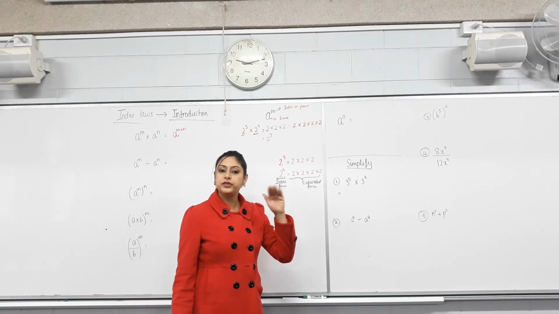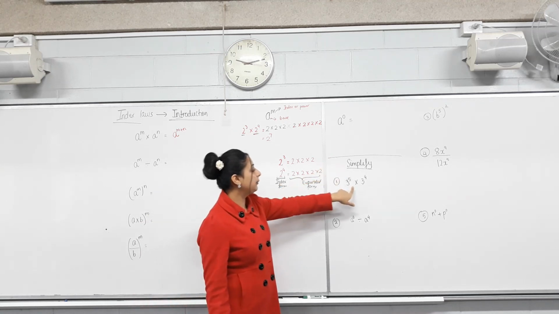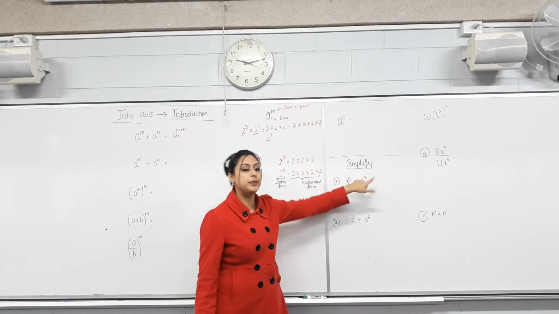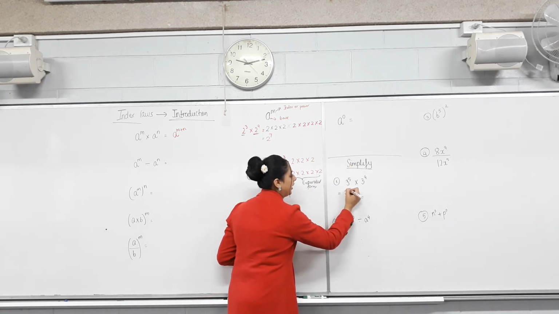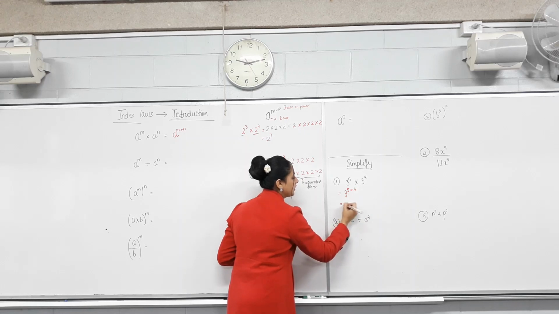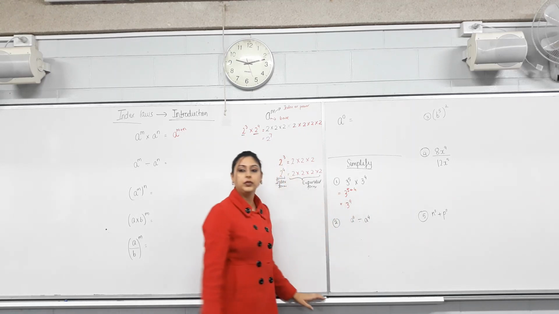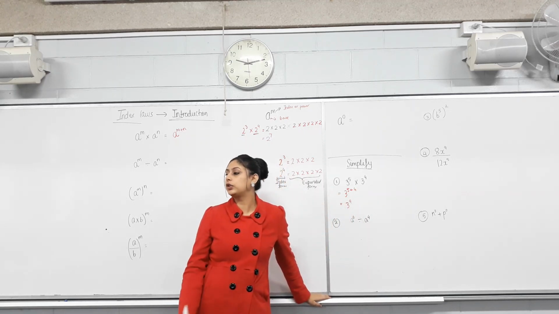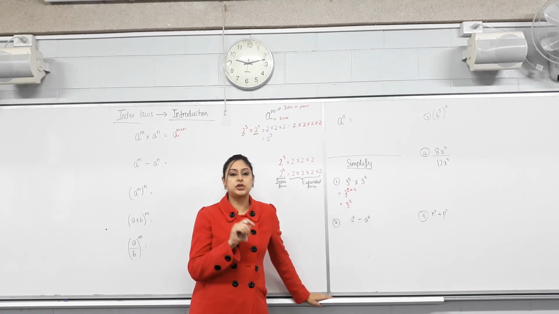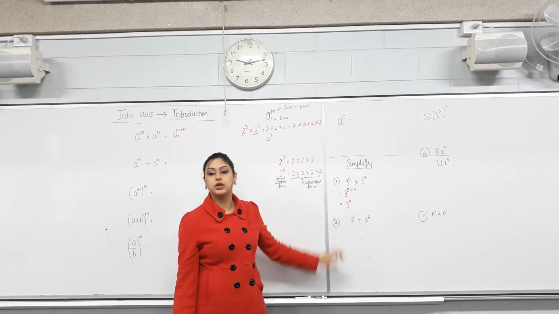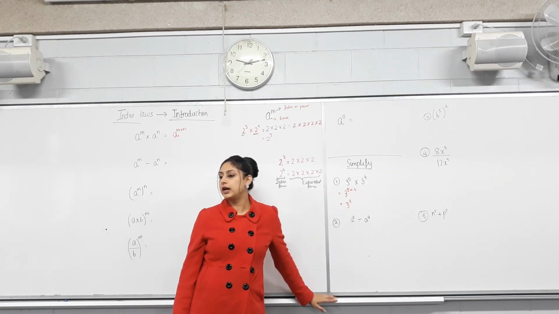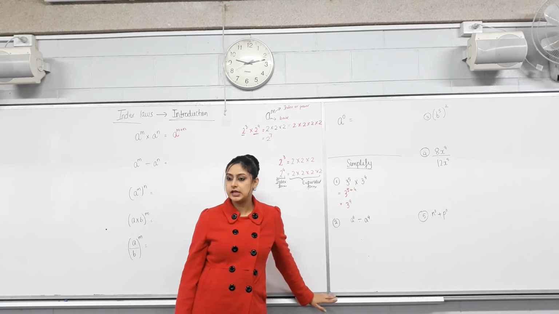If the bases are same and they're being multiplied, what happens to the powers? They get added. So the powers will be 5 plus 4, which is 9. Now you're not supposed to find out what 3 to the power of 9 is. I don't want you to waste your time doing that, 3 times 3 times 3, and figure it out. This is a genuinely valid answer. Is this making sense?